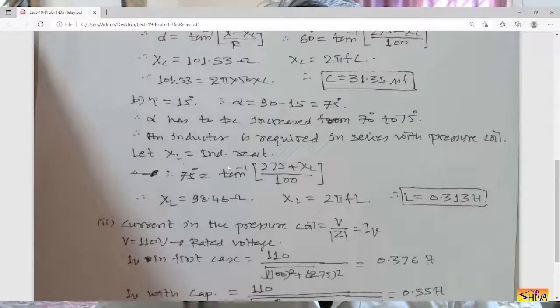Let XL be the inductive reactance. Now 75 degree will be tan inverse of (original reactance 275 ohms plus XL) over original resistance 100 ohms. So XL is coming 98.46 ohms. XL is 2 pi f L, so L is 0.313 henries. So if we add an inductor of 0.313 henries in series with the pressure coil of the relay, we get a maximum torque angle of 15 degrees.